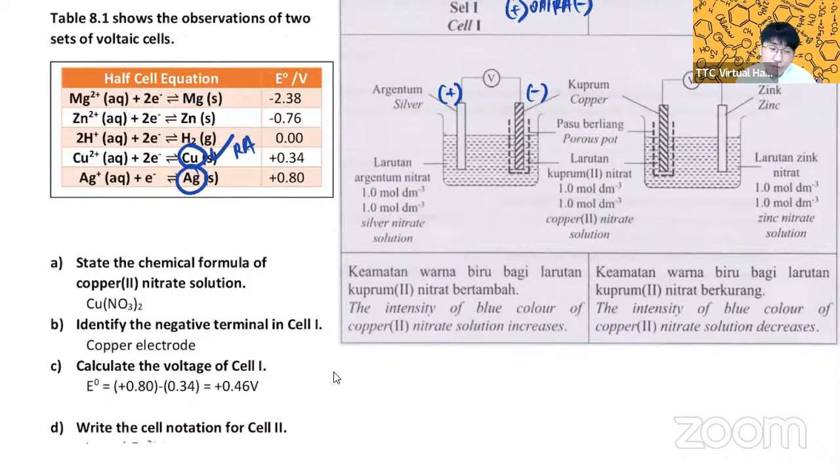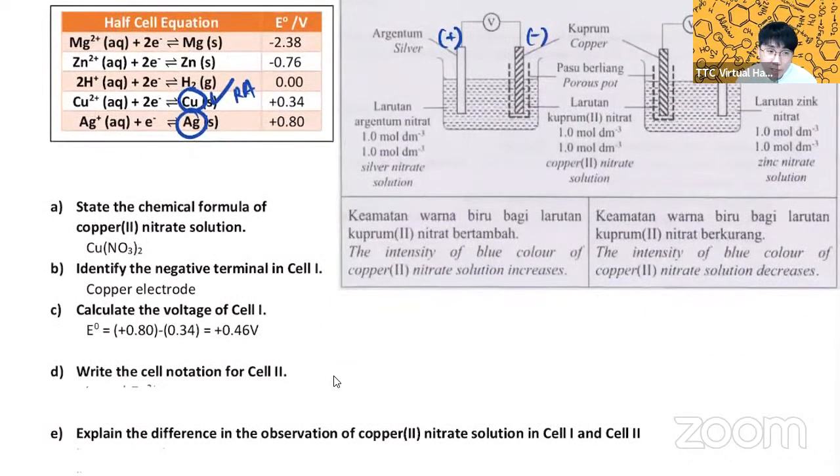Write the cell notation. What is cell notation? Cell notation means, as I said again, two electrodes on the left and right, the beginning and the end. So what you're going to do in between is put in their ions. It starts off donating electrons from the strong reducing agent. So you should start with Cu solid.